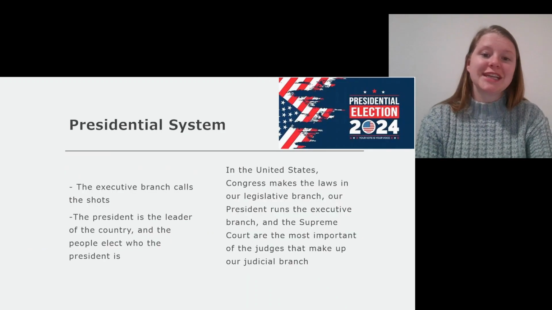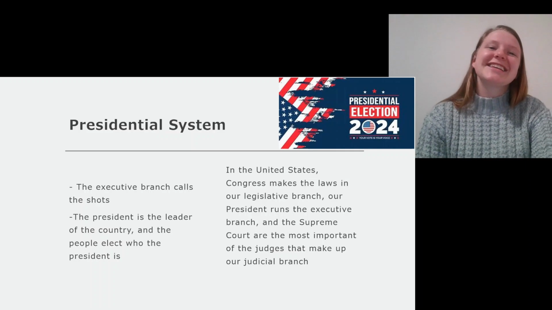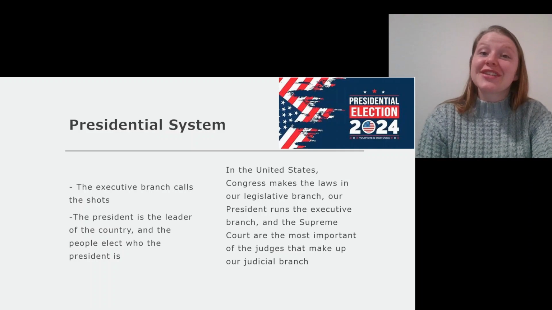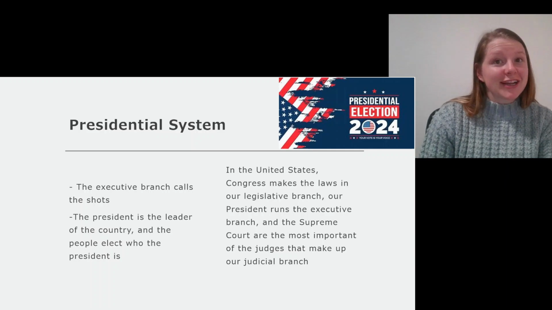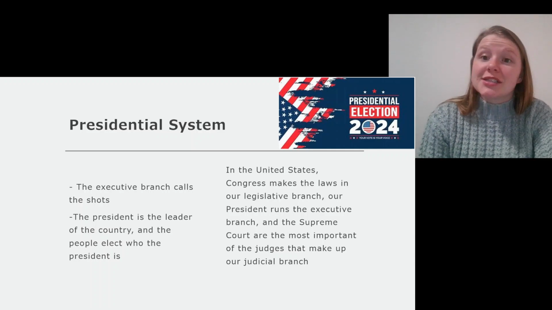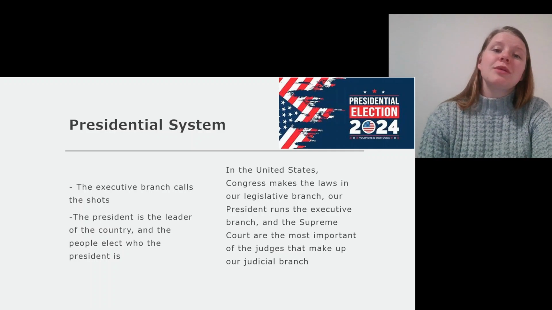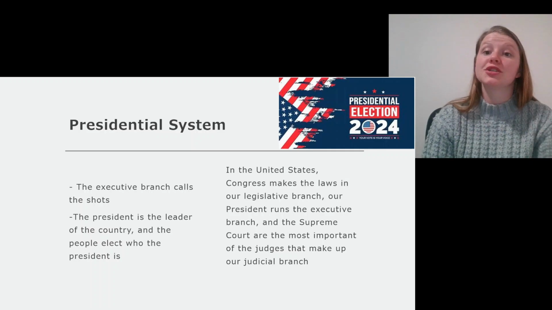And then we have a presidential system, which we should all know about, correct? This is where the president is the leader of the country and the people elect who the president is. In the United States, Congress makes the laws in our legislative branch. Our president runs the executive branch, and the Supreme Court is the most important of the judges that make up our judicial branch.